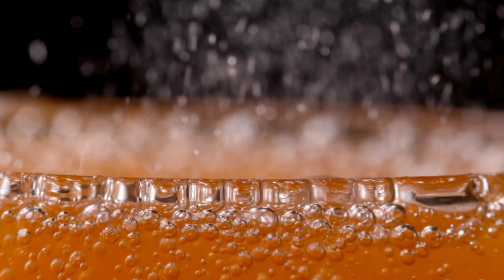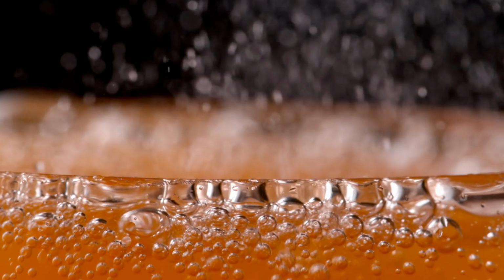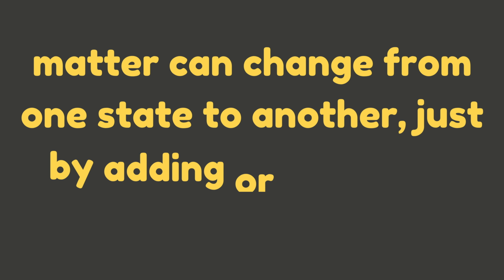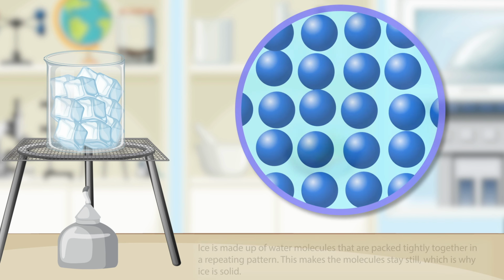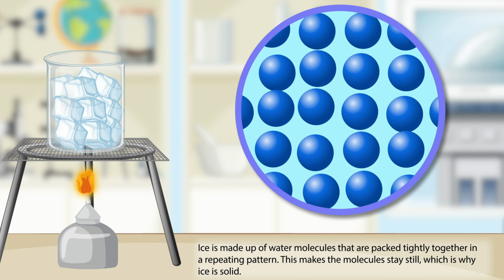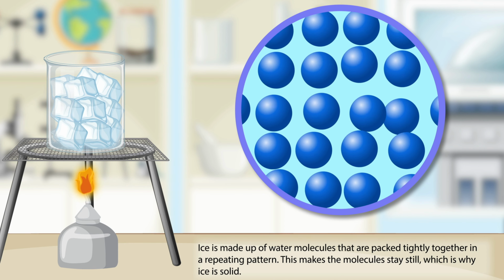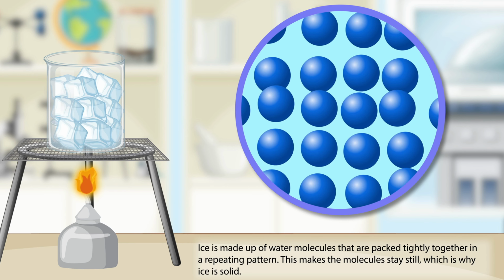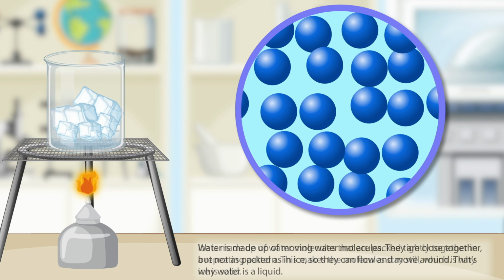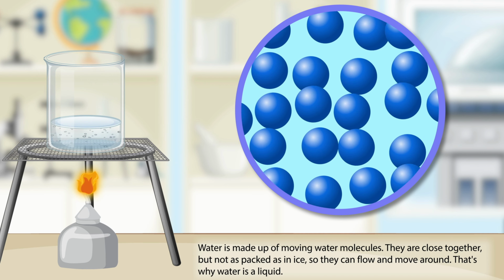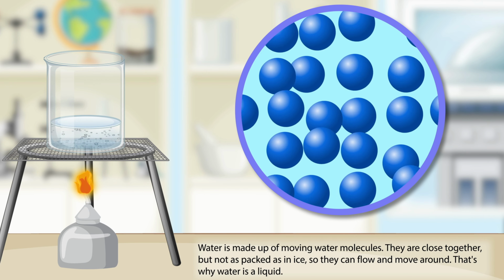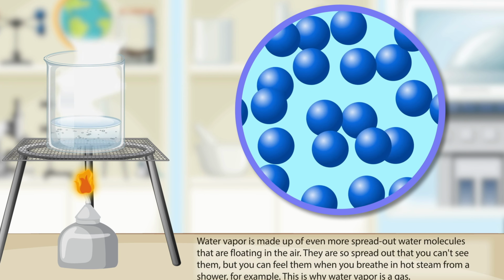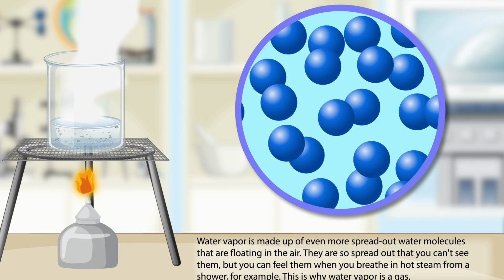Now, here's where the magic happens. Matter can actually change from one state to another, just by adding or removing heat. If you heat a solid, like ice, the particles get more and more excited and start moving faster. Eventually, they break free from their tight pattern, and the solid melts into a liquid. That's called melting. If you keep heating that liquid, the particles zoom around so quickly that some escape into the air. That's evaporation or boiling, just like water bubbling away into steam.